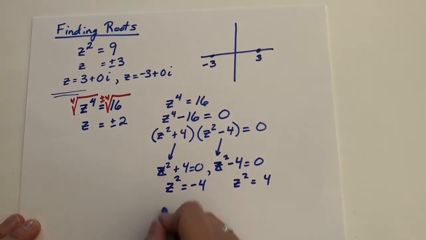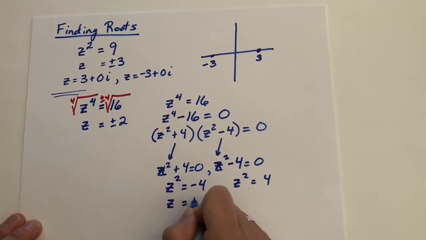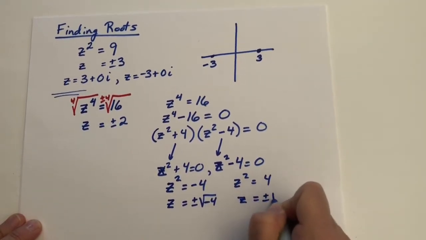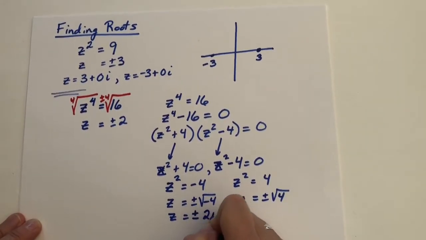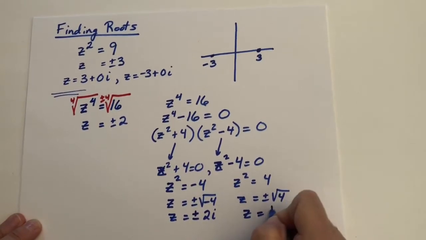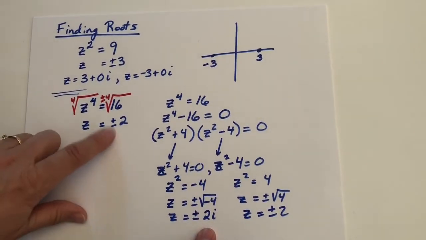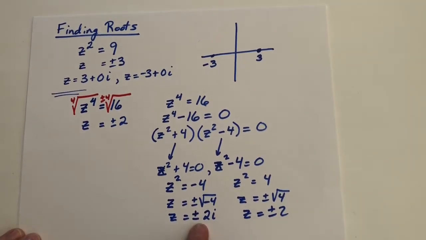And when we take the square root of both sides here, we have z equals plus or minus the square root of negative 4. And here we have plus or minus the square root of 4. So now we have the solutions of plus or minus 2i and plus or minus 2. So 2 of them were real and 2 of the solutions were non-real. And so we didn't get these non-real ones over here. But these are the 4 fourth roots of 16.